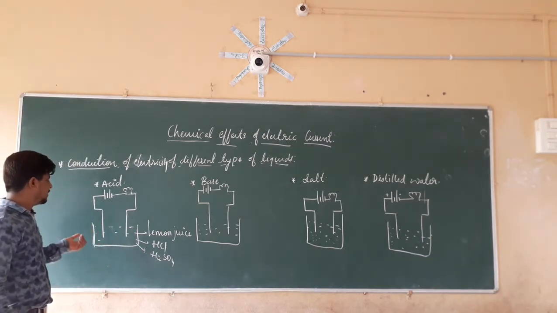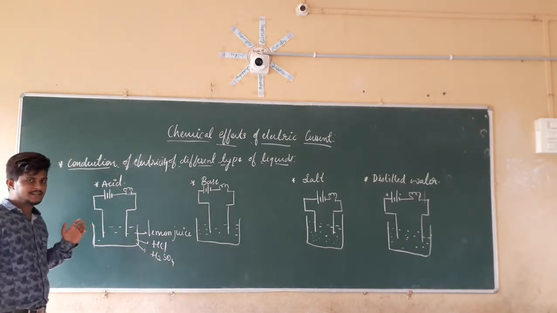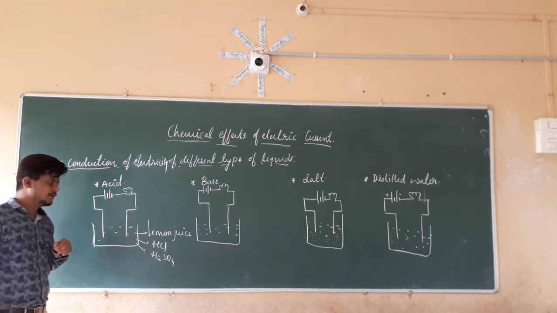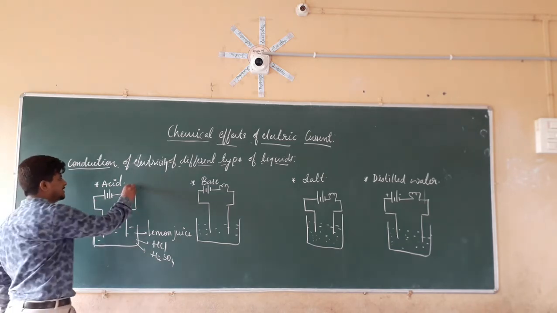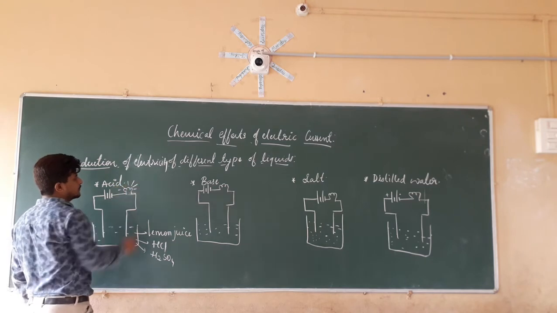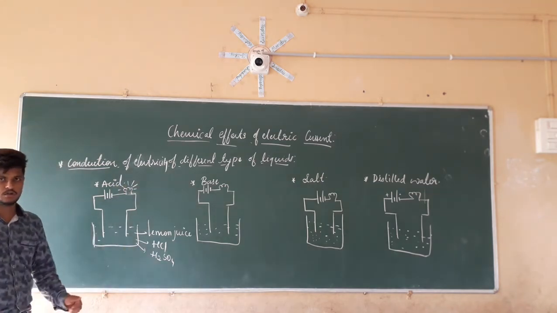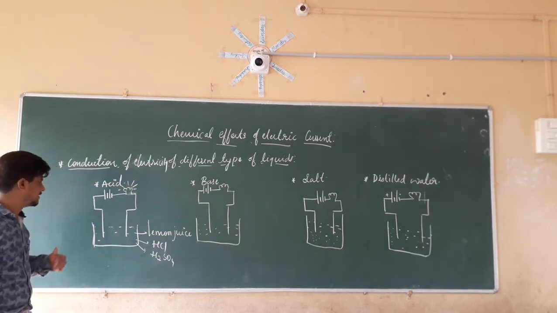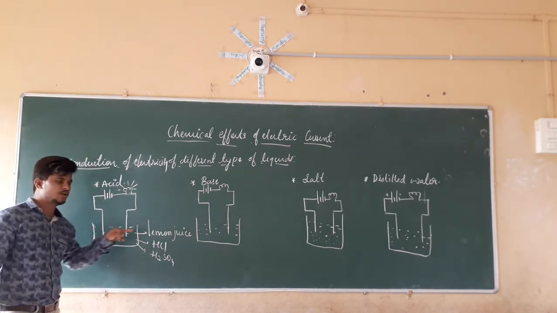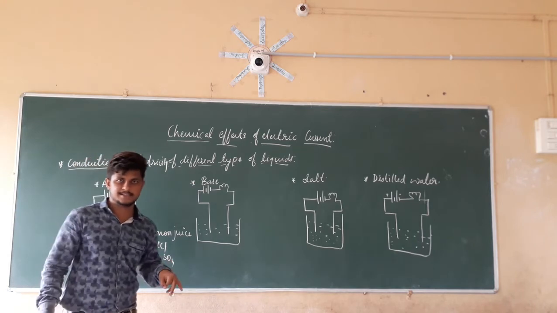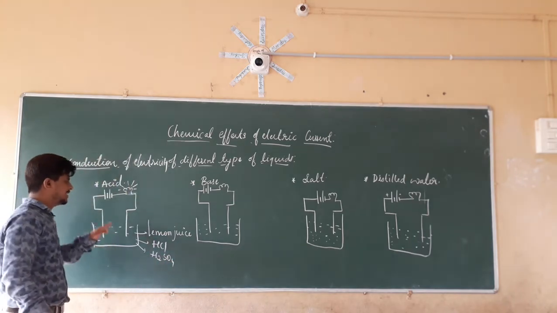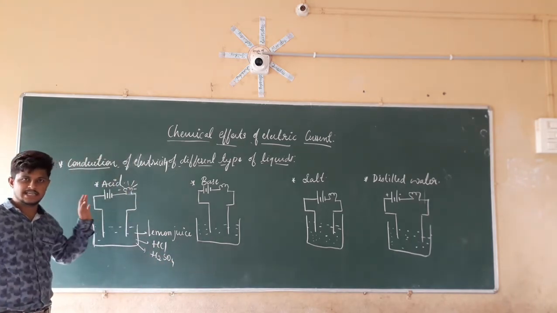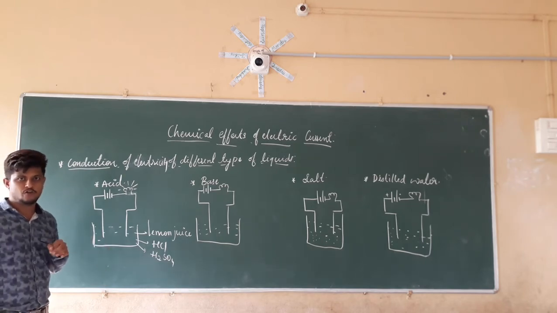So what will happen when you supply the electrical energy by the cell through the lemon juice? The bulb is going to glow. What we can conclude from this glowing of the bulb in this case is that acids are good conductors of electricity. So we can say that acids are going to conduct electricity in solution form.